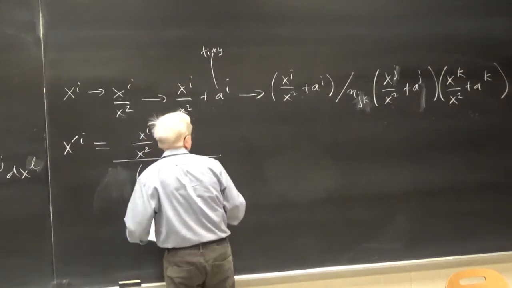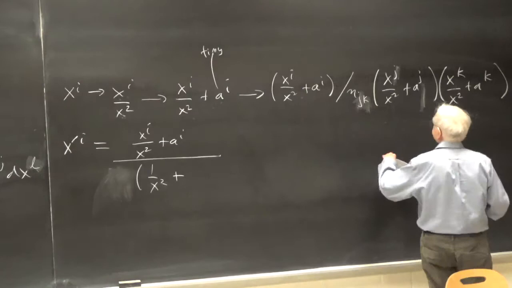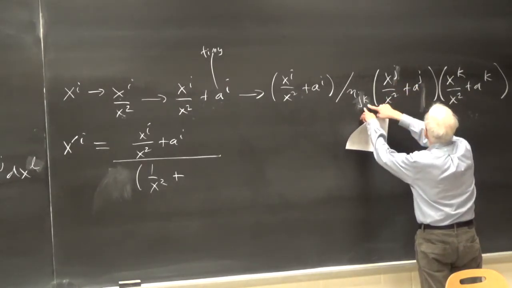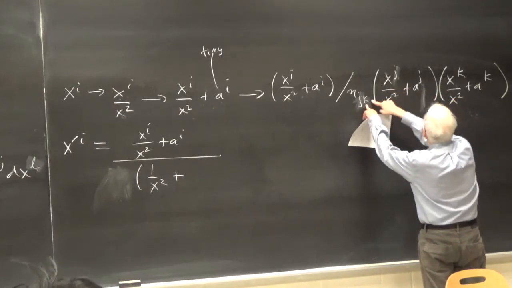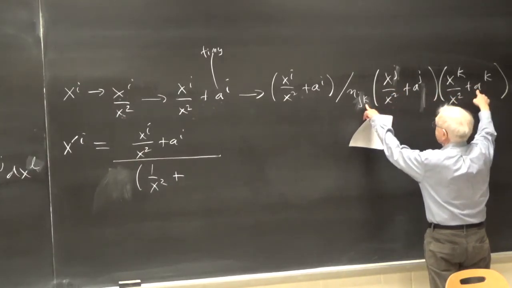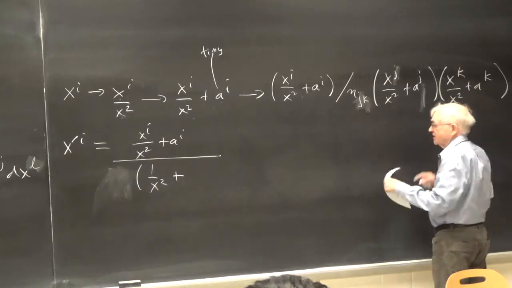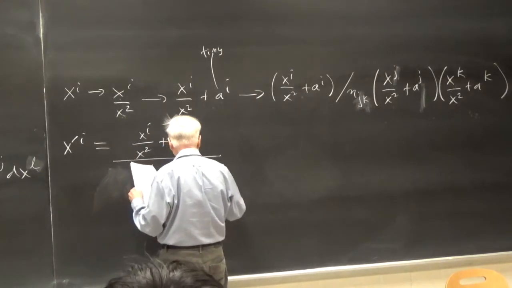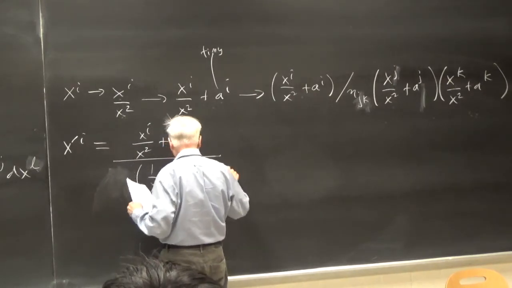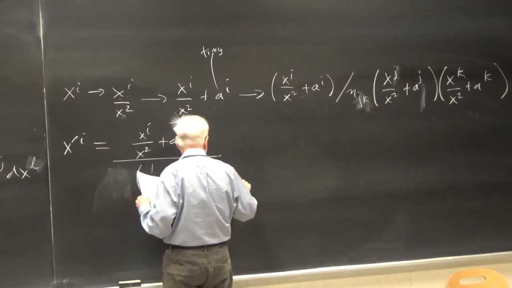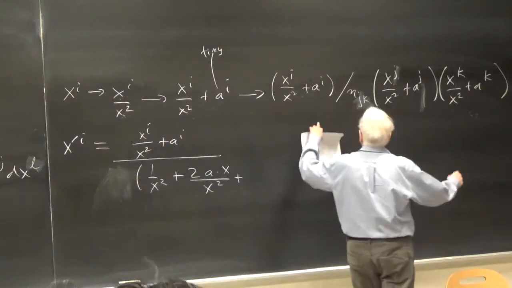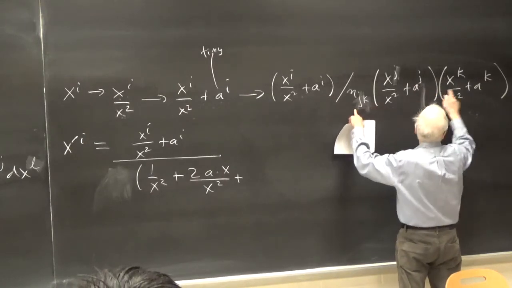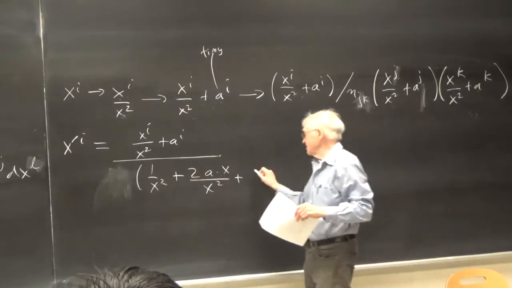The next term is, for example, a to jk, xj gives you an x lower k, and if you combine that with an ak, you get x dot a. You go the other way, you get also x dot a. So this is 2a dot x over x squared. And then finally, you have aj, a to jk, ak, that's just a squared.